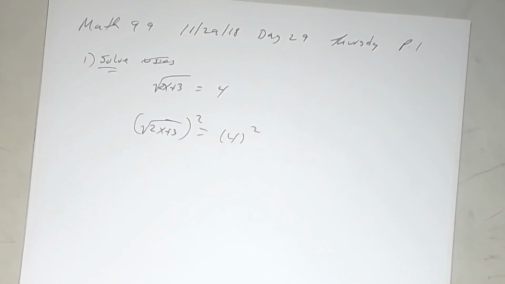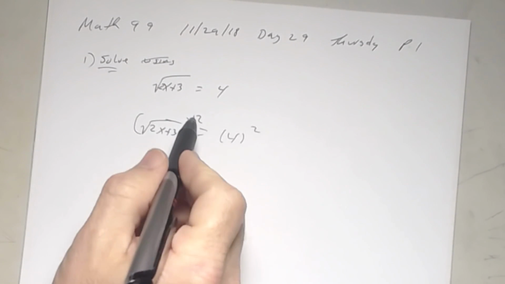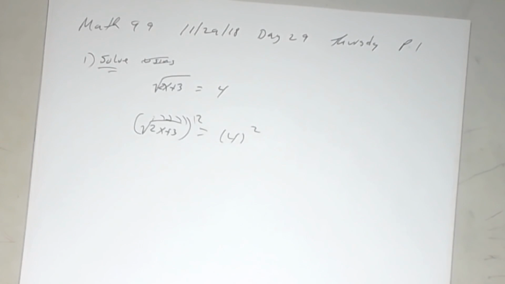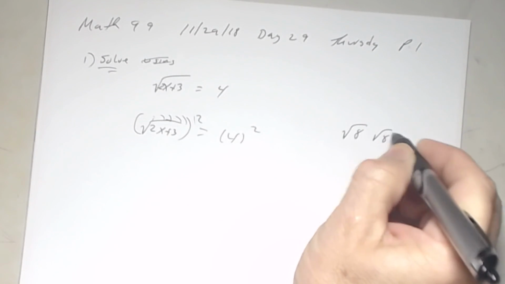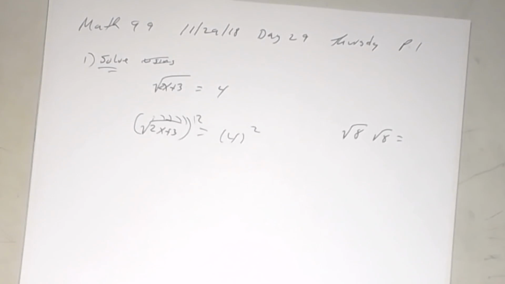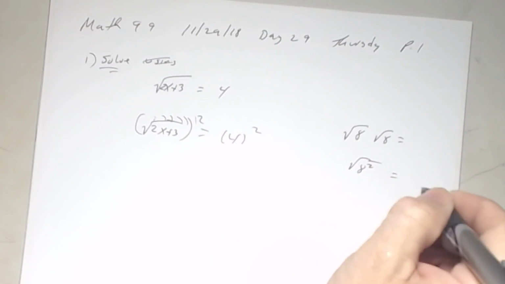The square and the square root undo each other, so those are inverse operations, which basically means this: the square root of 8 times the square root of 8 is just what? 8. It's the square root of 64, it's the square root of 8 squared, which is just 8.